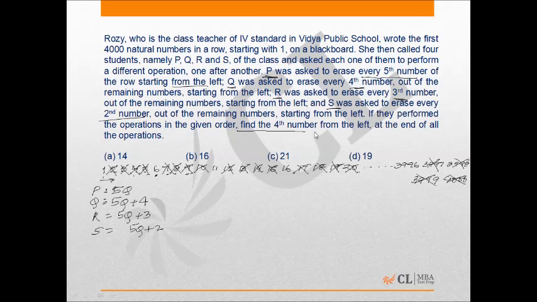Now, we have to find the fourth number from the left at the end of all the operations. So these are the operations done. So this is the first number, this is the second number, third number, fourth number. So 16 comes out to be the fourth number. Hence the right answer is B.